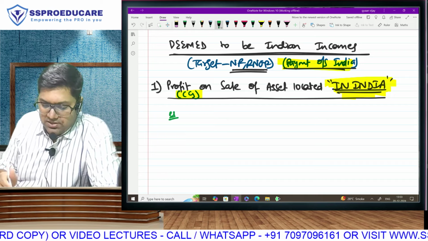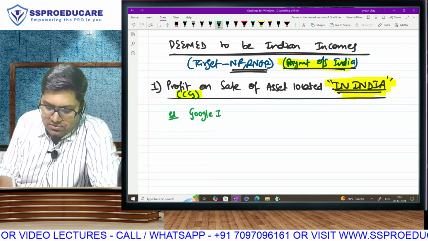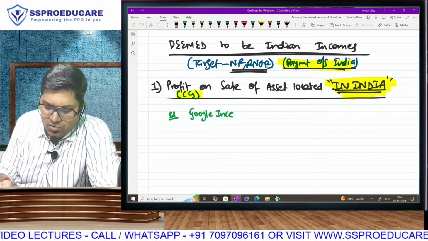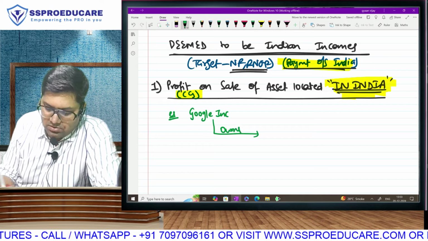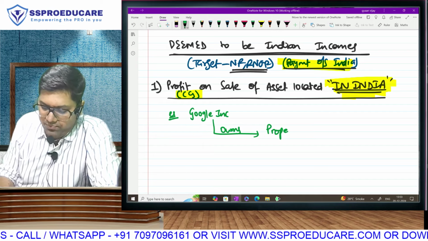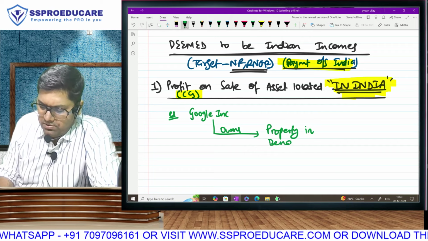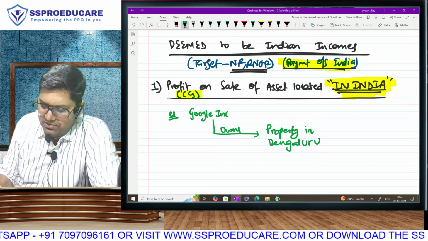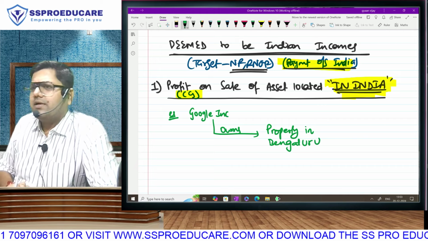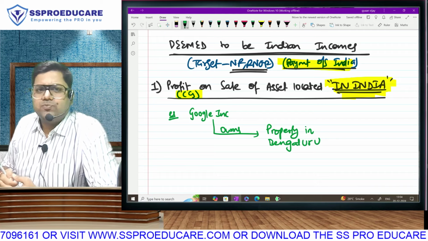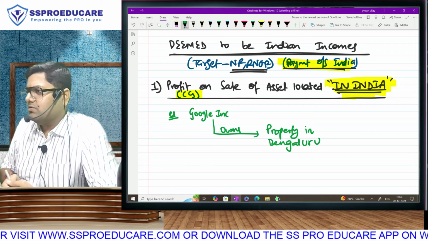Supposing Google Incorporation owns a property in India, in a city called Bengaluru. I purposely take the example of Bengaluru because that is the IT hub. Of course, provided you reach your office without getting stuck in traffic, and provided you know how to talk in Kannada.